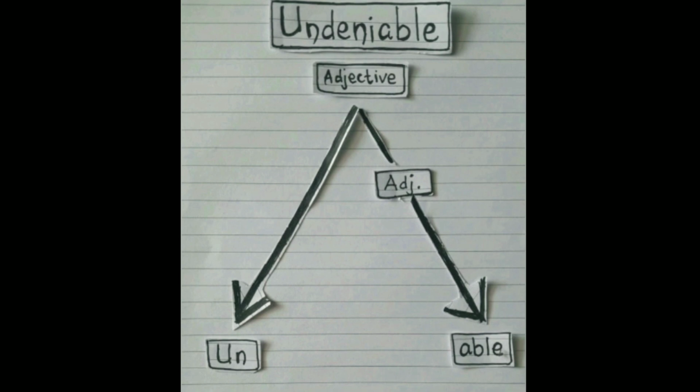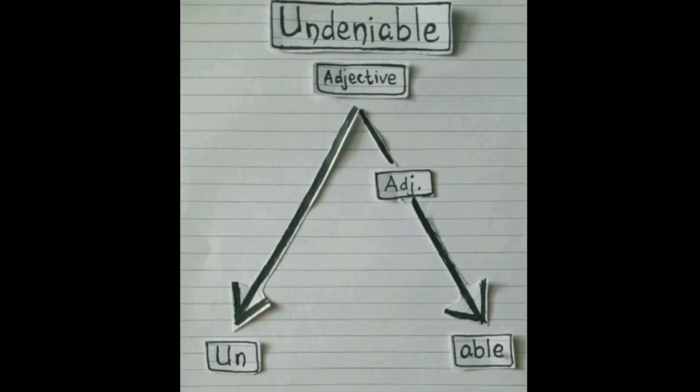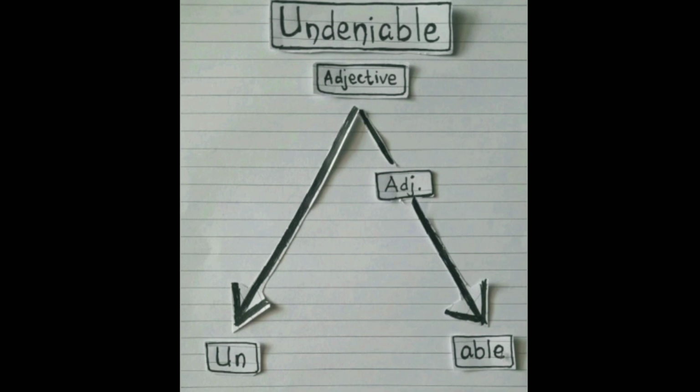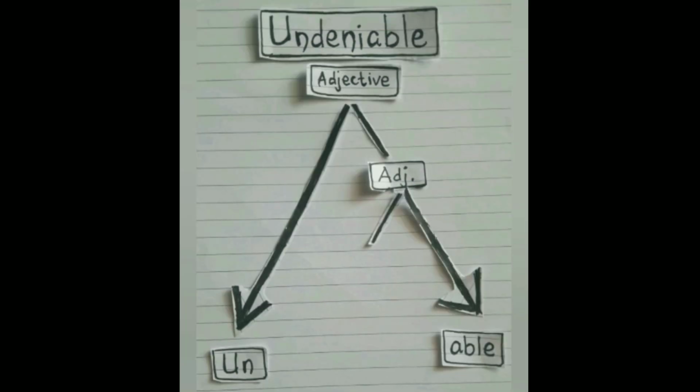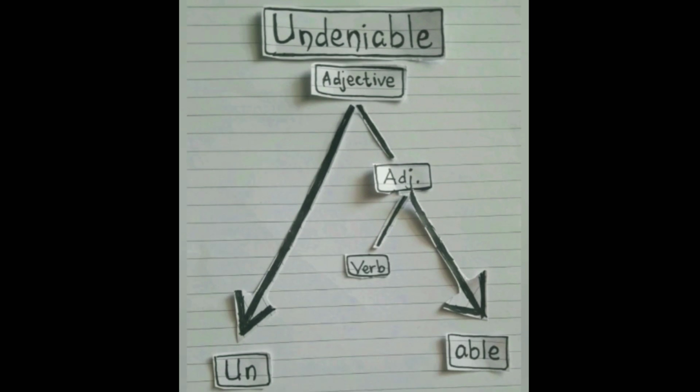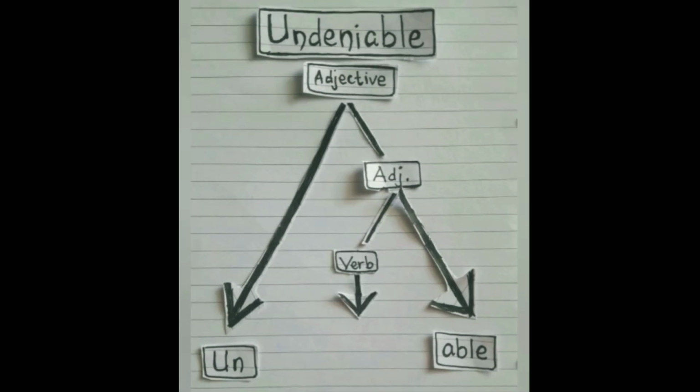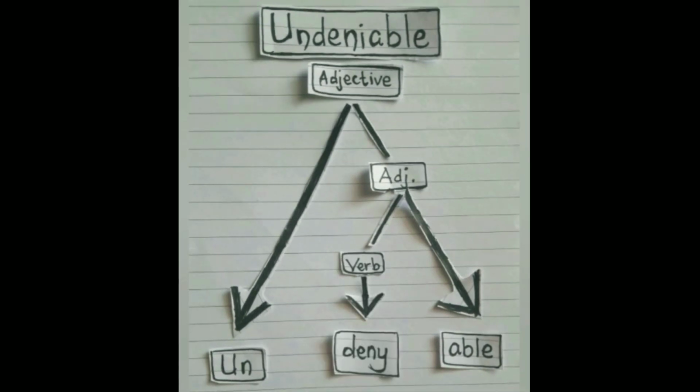And then the last morpheme is deny, the stem of that word. So the word class is verb, and then draw a straight line, and then write deny.